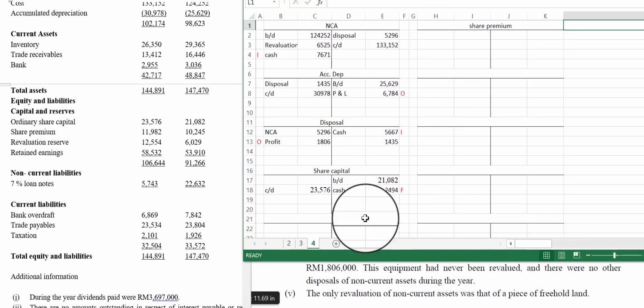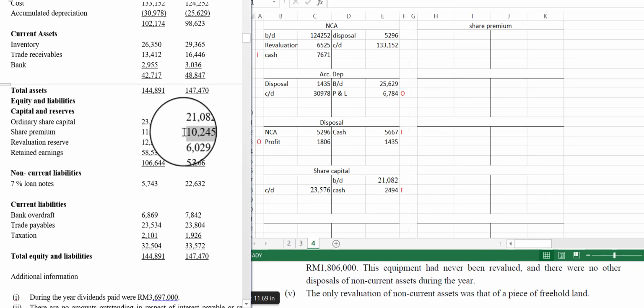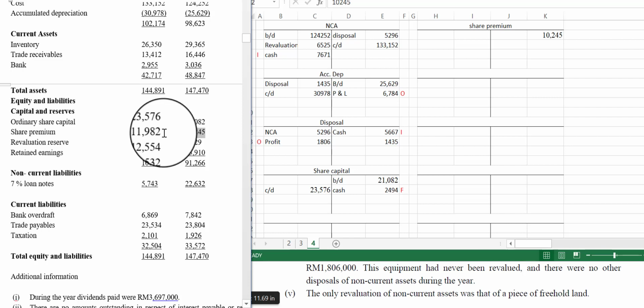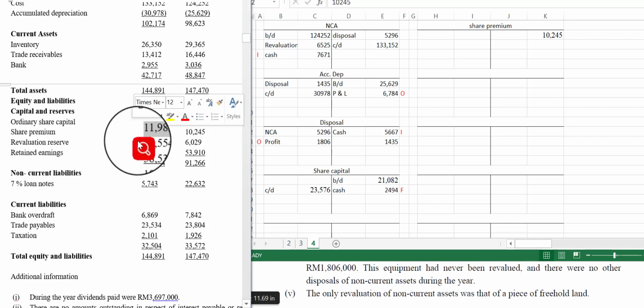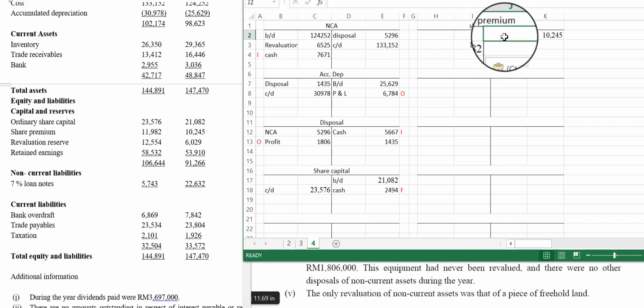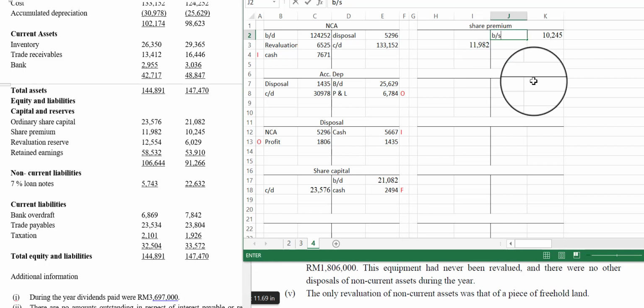opening balance, since this amount, closing, you have this. So the difference is the increase. Okay.